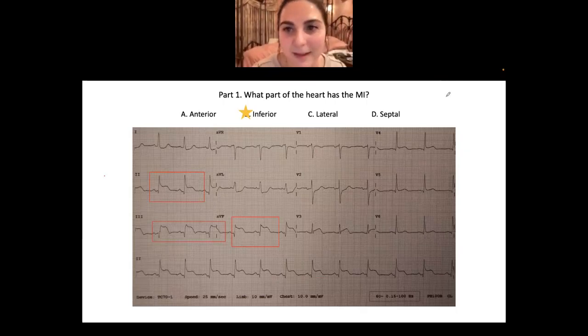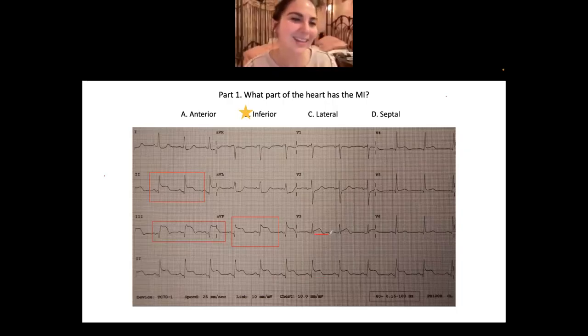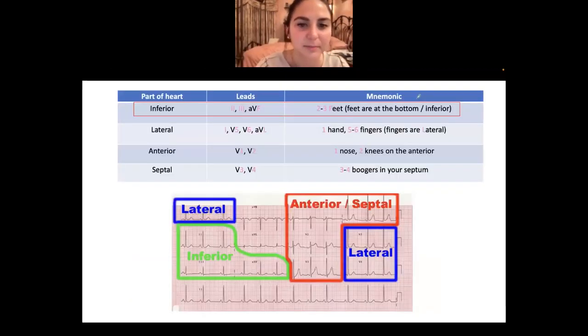Yeah, V3 looked weird, but like you said, 2, 3, and AVF, and then you're like, okay, well, V3 looks weird, but that doesn't fall into a category. You know what? Yeah. So that's the exact way to approach this.